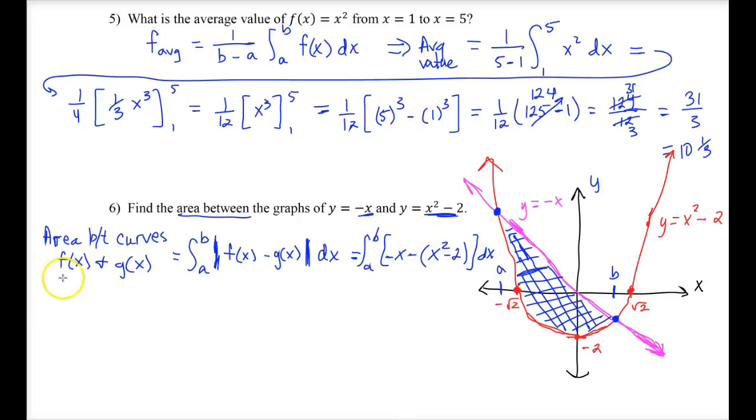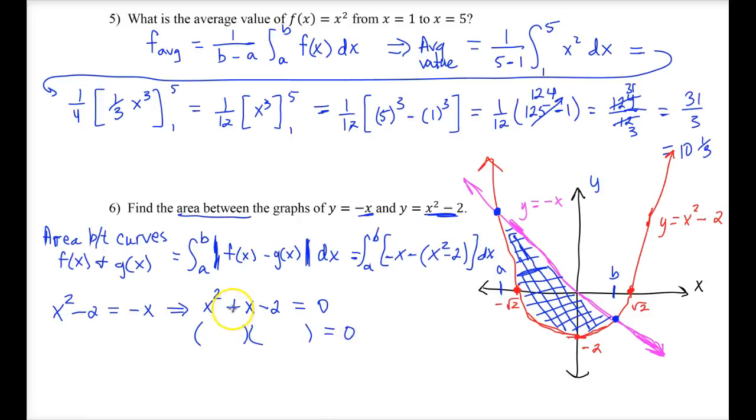Okay, so to find out our a and b, we need to take x squared minus 2 and set that equal to negative x. And of course, if we add x to both sides, then this will just be x squared plus x minus 2 equals 0. And of course, this is just a simple quadratic equation. So here I suspect that we could factor this.